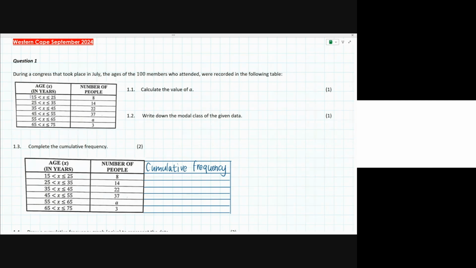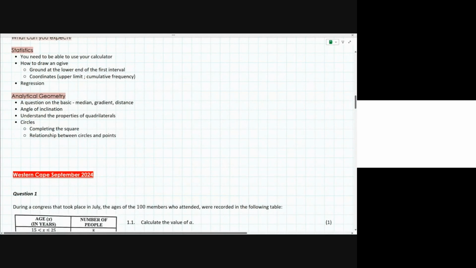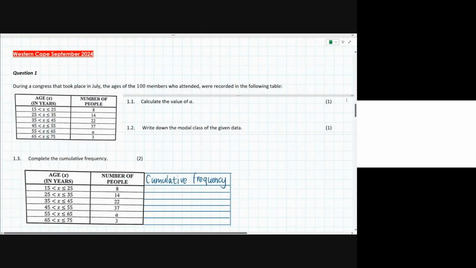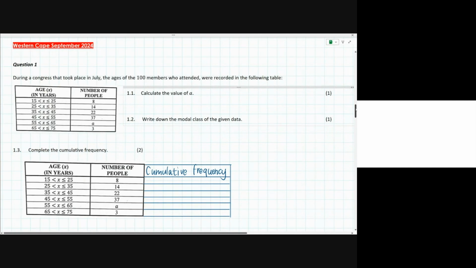It's grouped data. We've got all of our intervals here. So we don't necessarily know the specific ages of each individual, but I do know in which age group they fall into. And the first question asks us to calculate the value of A. Now, this is a 1 marker, nice and easy. So I'm going to give you 1 minute to work out the value of A for me.